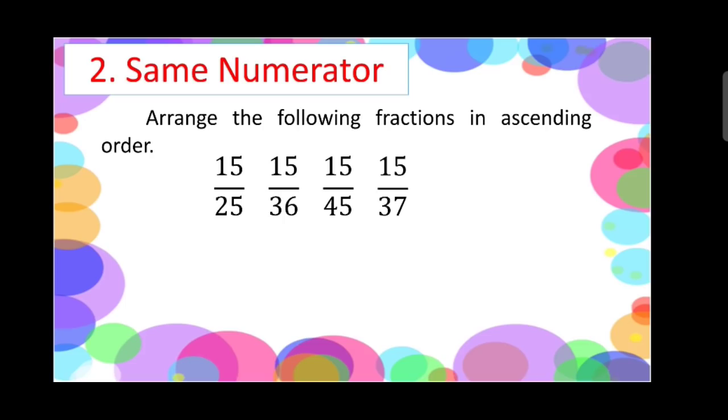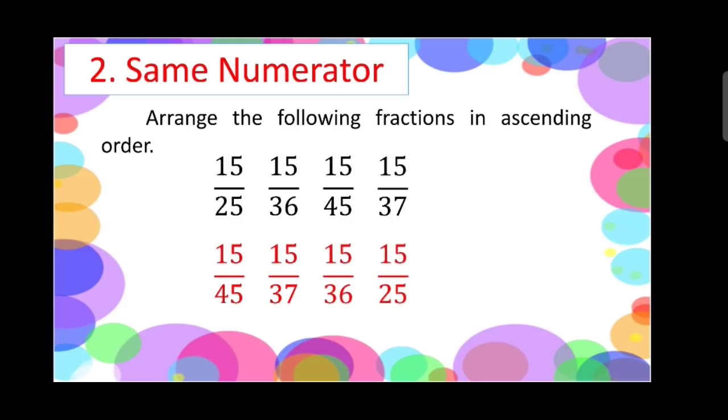So, kaya nating i-visualize, no? So, in ascending, papalaki. So, mauna si 15 over 45. Susunod, si 37, si 36. So, syempre, si 15 over 37. Next, 15 over 36. Then, lastly, si 15 over 25. So, makita nyo, papalaki yung value niya. Pinakamaliit yung value, si 15 over 45. Pinakamalaki naman po, si 15 over 25. So, yan yung sa same numerator, arrange the following fractions in ascending order.